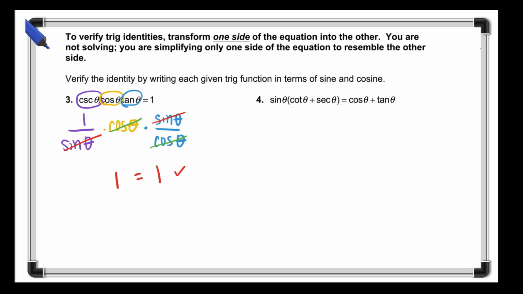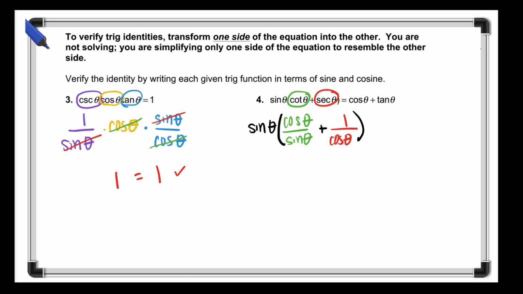In question number 4, we have cotangent and secant. Remember that our goal is to make the left side of my equation look like it has a cosine and a tangent. So I know that I have to somehow change cotangent and secant. What I can do is some rewriting here. I look at cotangent, which is one of my quotient identities, and I know that cotangent is the same as cosine over sine. And then I'm going to add that to my secant. Secant I know is 1 over cosine of theta.